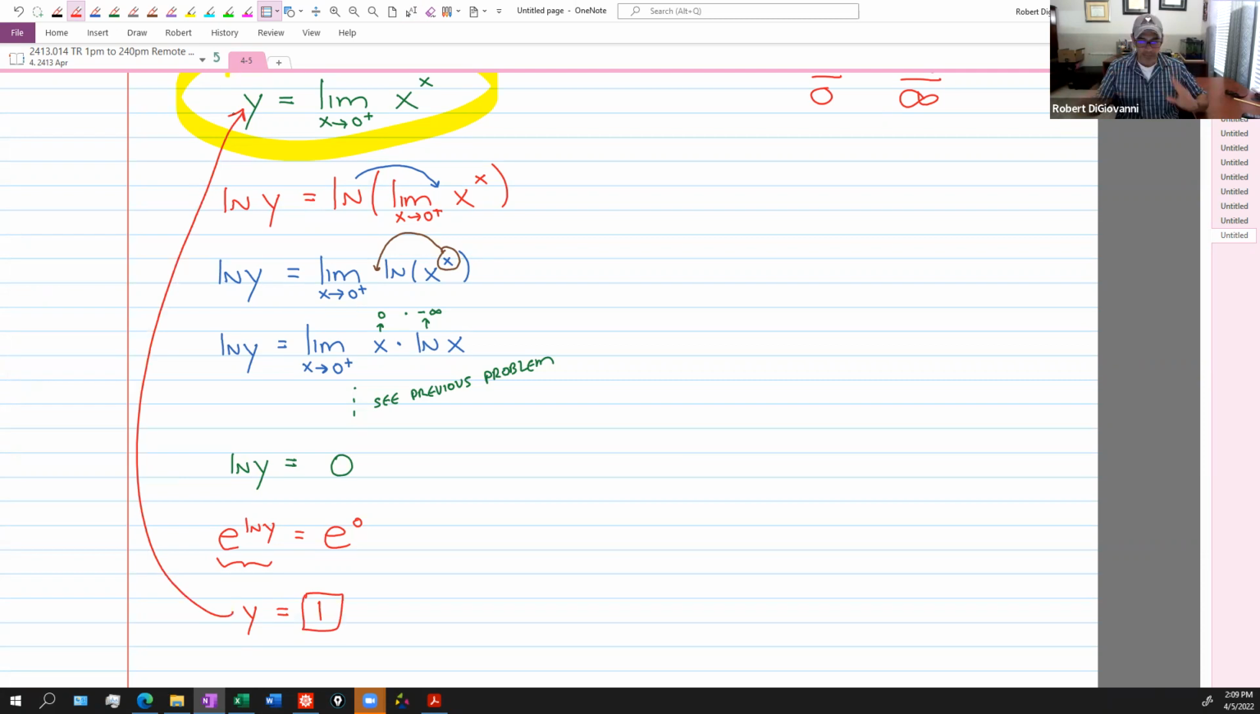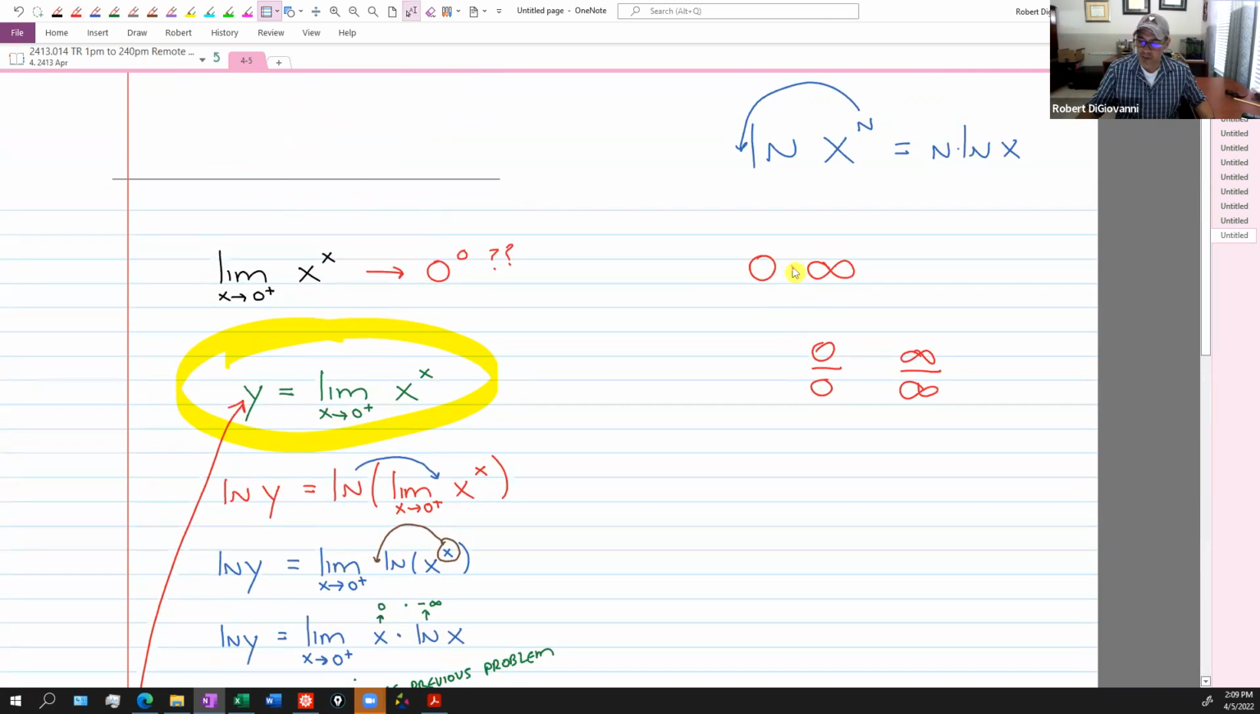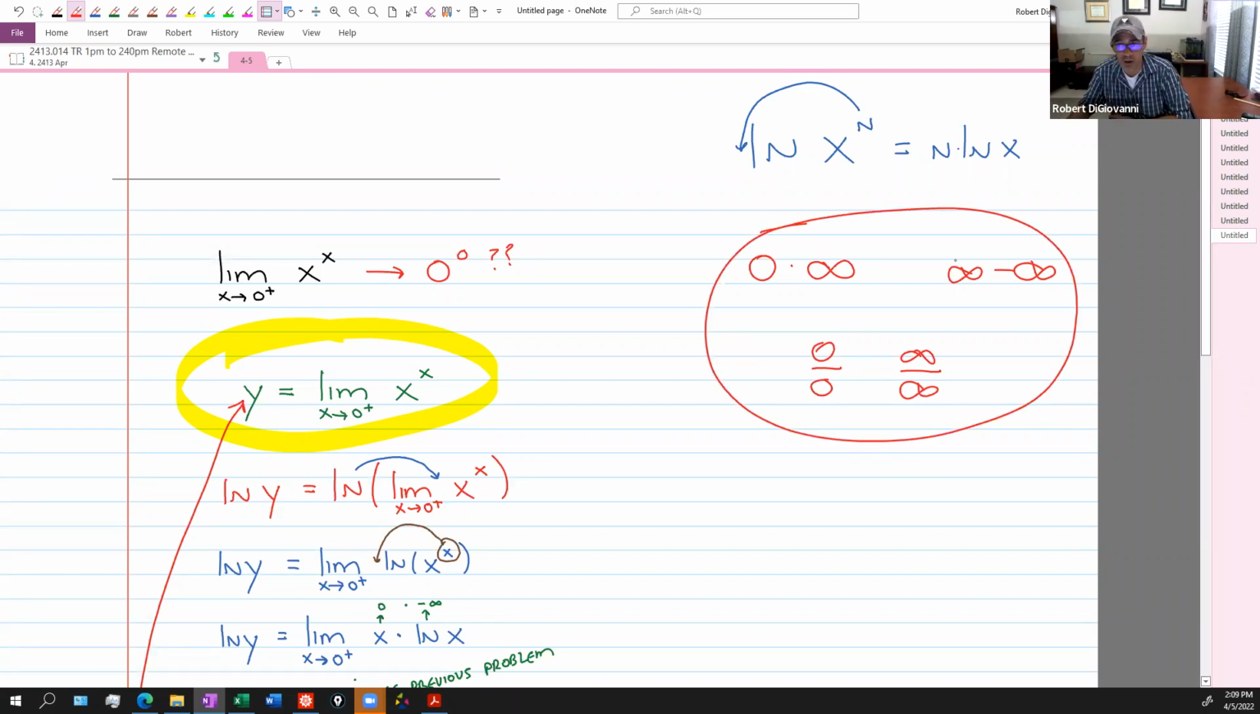Let's just take a step back. If we have 0 times infinity, we drop 1 down. Infinity, 0 over 0, infinity over infinity, we're ready for L'Hopital, right? If we have infinity minus infinity, maybe we get a common denominator, do some sort of factoring. Those are all handled a certain way. None of those require any sort of natural log.